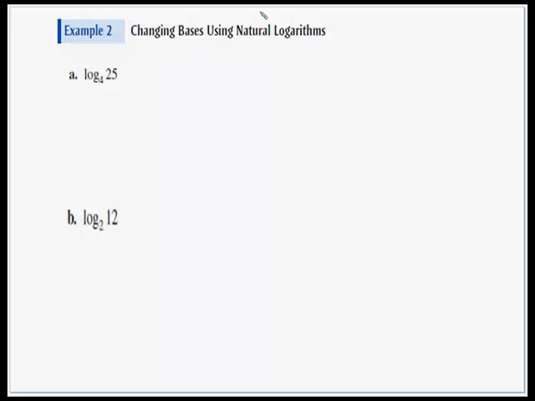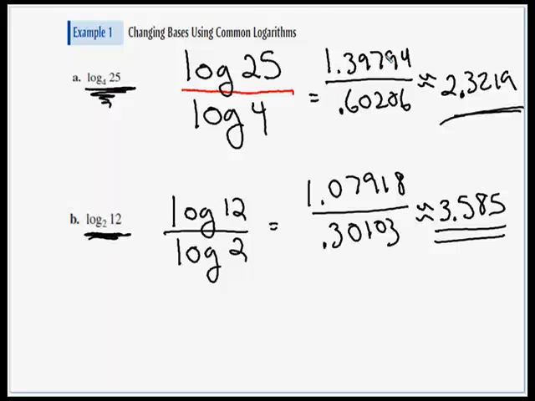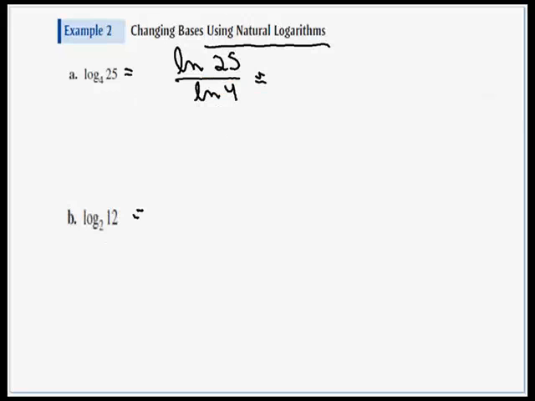Example 2 is the same thing, but using the natural logarithms. And it's the same two problems. So log base 4 of 25 becomes the ln of 25 divided by the ln of 4. And if we get those as decimals, now the decimals we had here were 1.39 divided by 0.60. If we do it with natural logs, it's going to be a little different.